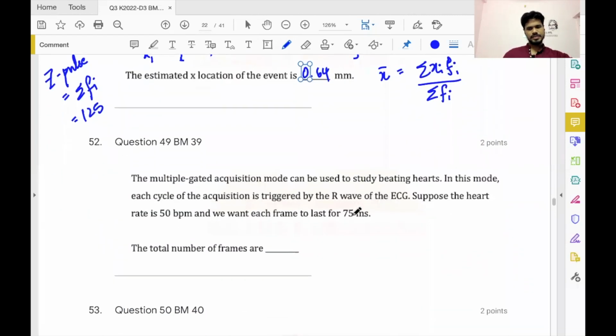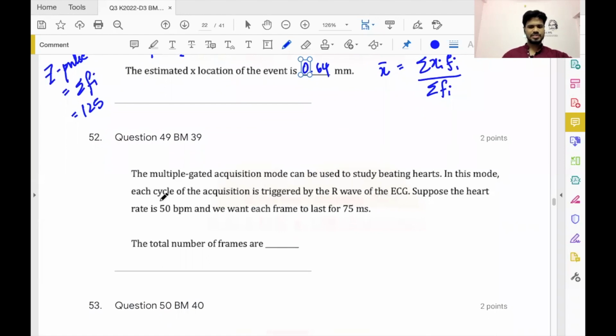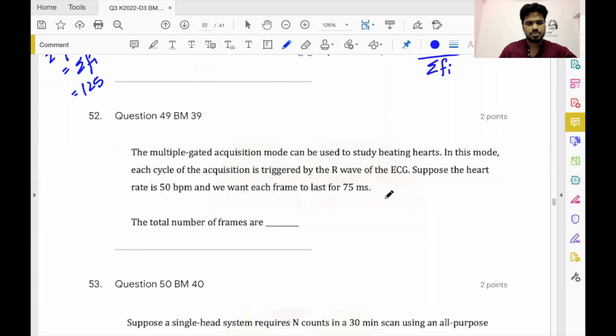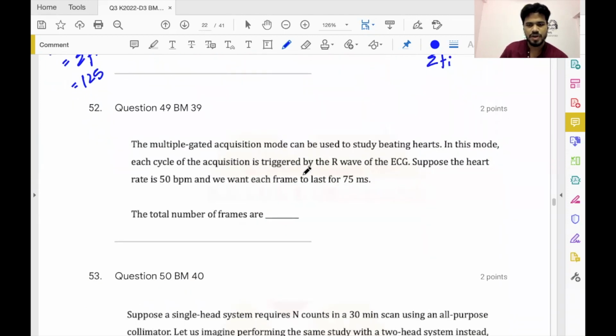And this question, yeah, simple question. Multiple gated acquisition mode can be used to study beating hearts. In this mode, each cycle of the acquisition is triggered by the R wave of the ECG. Suppose the heart rate is 50 beats per minute. We want each frame to last for 75 milliseconds. How many frames can there be in one beat?